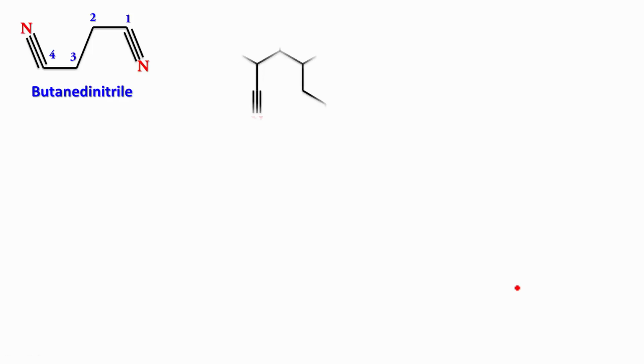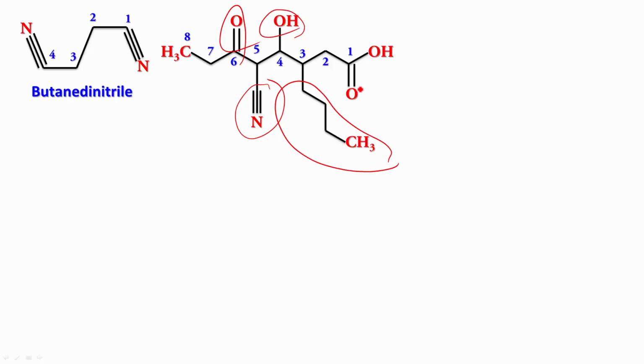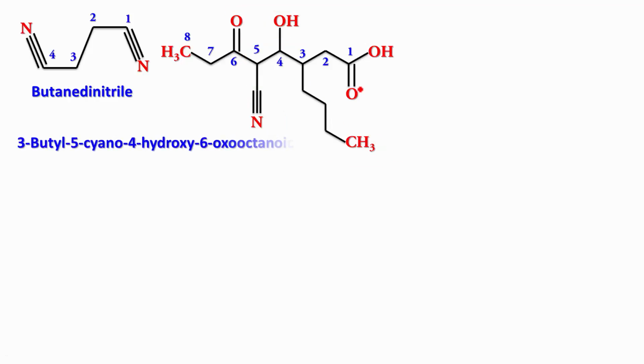Try this one. Again, carboxylic acid, principal functional group, no issue there. 1, 2, 3, 4, 5, 6, 7, 8. We need 8 carbon atoms. At 5 you have cyano, at 6 you have oxo, at 4 you have hydroxy. This fellow is butyl and it is octanoic acid. 3-butyl, 5-cyano, 4-hydroxy, 6-oxo, octanoic acid.